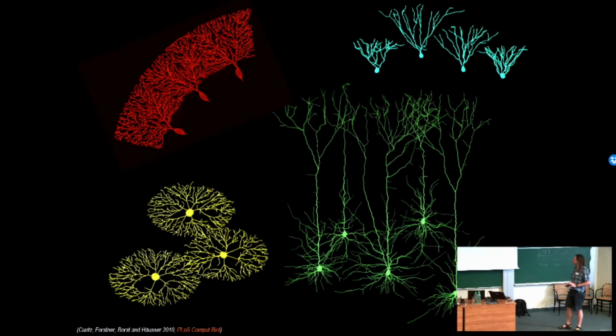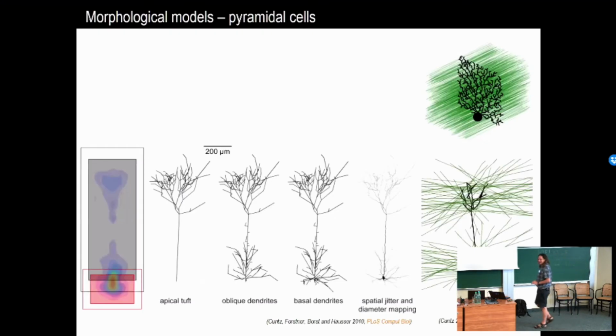So I have one more slide to maybe make this a little bit more precise. So here's what we did for these layer 5 pyramidal cells. So first of all, we had to divide the dendritic tree into an apical part and a basal part, because you have to first grow the apical dendrite, and then these oblique dendrites, and then the basal dendrites.